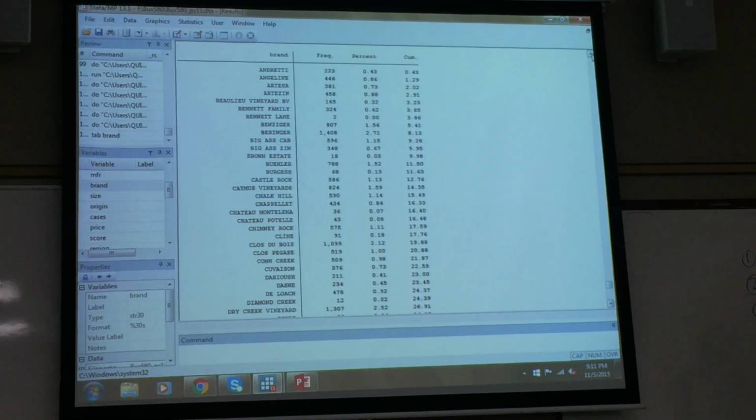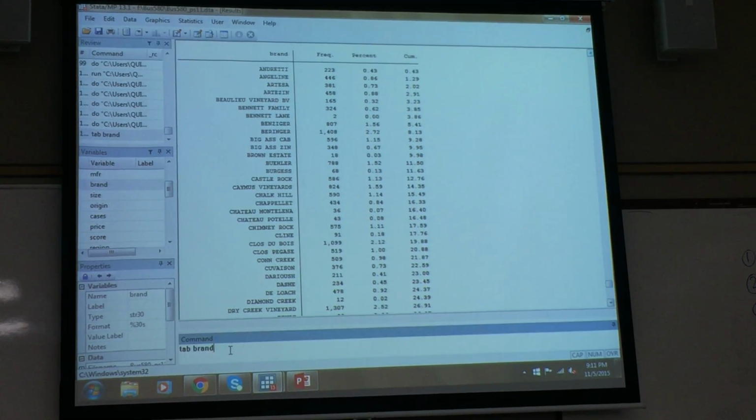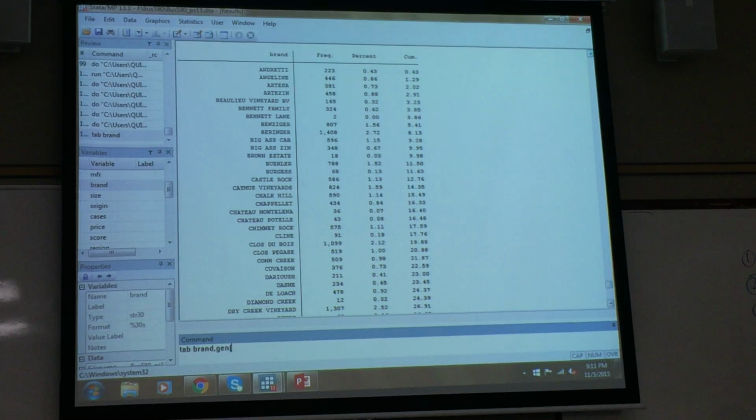So here's our new command. You're going to love it though. It's basically the same as tab, but it's called tabgen. And what it'll do, in one command, is construct all 100-and-some dummies there are. Awesome. So I'm going to type tab, then a comma, gen, and I'm just going to call this brand. It generates 100-and-some odd dummies with the name brand on it. For each one, it's going to add brand1, brand2, brand3, and so on. So as you can see, Andretti's first, Angelina's second, Artesa, Artisan, and so on.